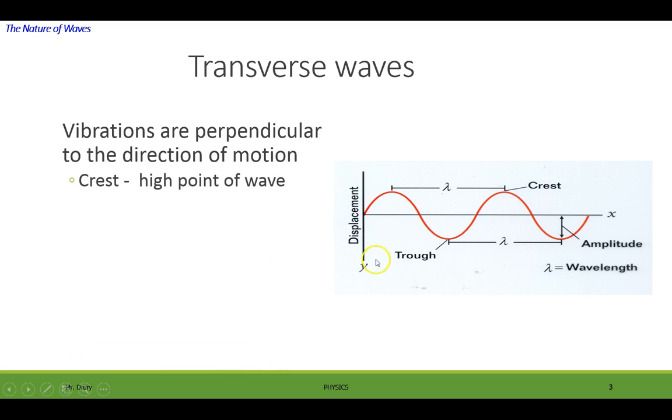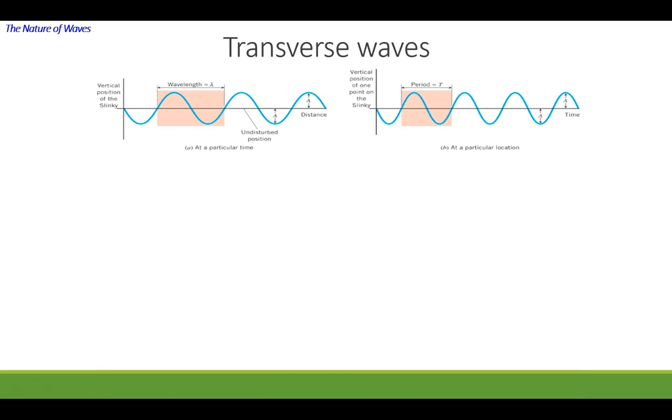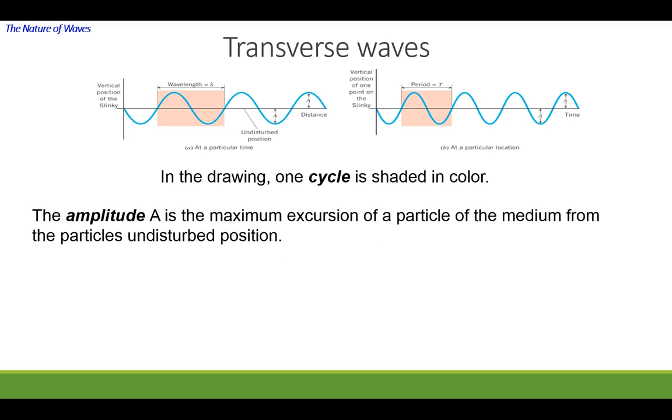In this type of wave, there are the high points called the crests, and the low points called the troughs. In the drawing, one cycle is shown in the shaded color. The amplitude, right here, is the distance from the undisturbed point to the high point, and from the undisturbed point to the low point. They're both called the amplitude. And the more energy you add to it, the higher the amplitude would be.